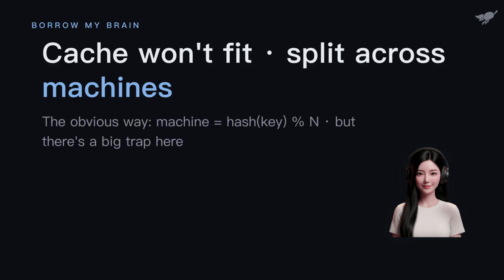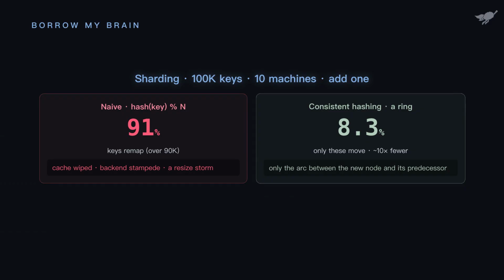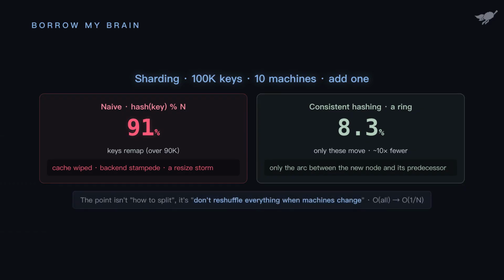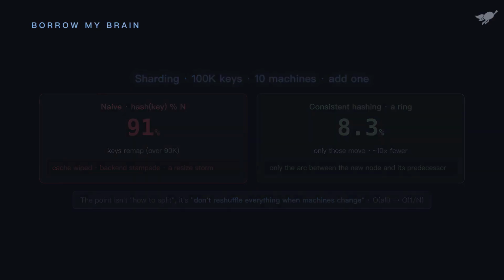The most intuitive way. Machine equals hash of the key, mod n. Where's the problem? I add one machine, n goes from 10 to 11. Out of 100,000 keys, 91,000 switch servers. 91% moving house. What does that mean? The cache collapses. Every request slams the backend in the same second. Thundering herd. One scale-up, one storm.